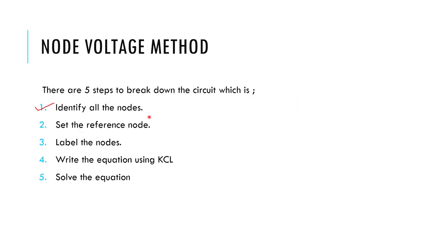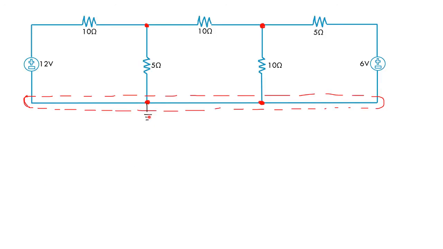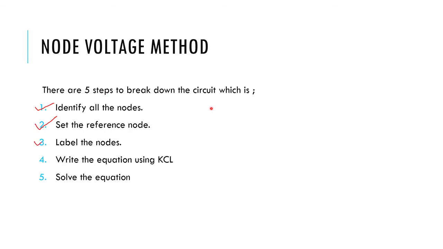Okay, we're done with the reference node, and the third step is to label the nodes. After we choose the reference node, we need to label the nodes. Here is my VA, here is VB, and here is VC. This is our 3 nodes that we're going to use to solve the equation in this circuit. So we are done with labeling the nodes.